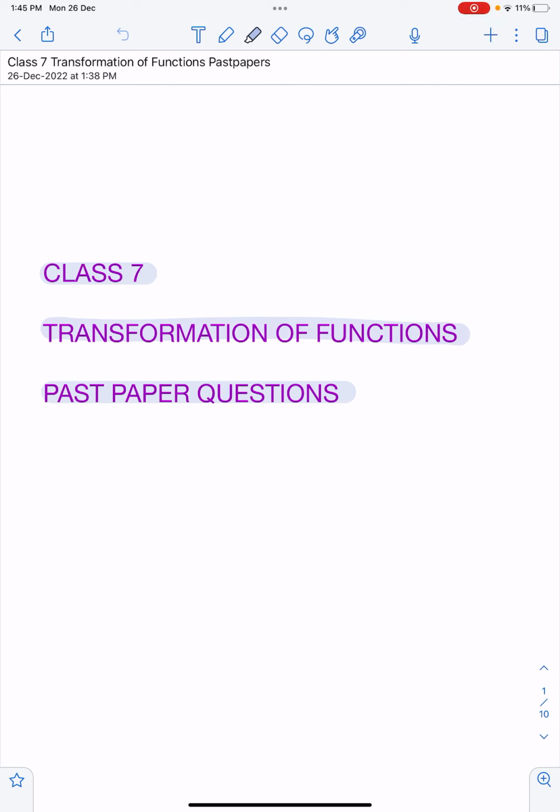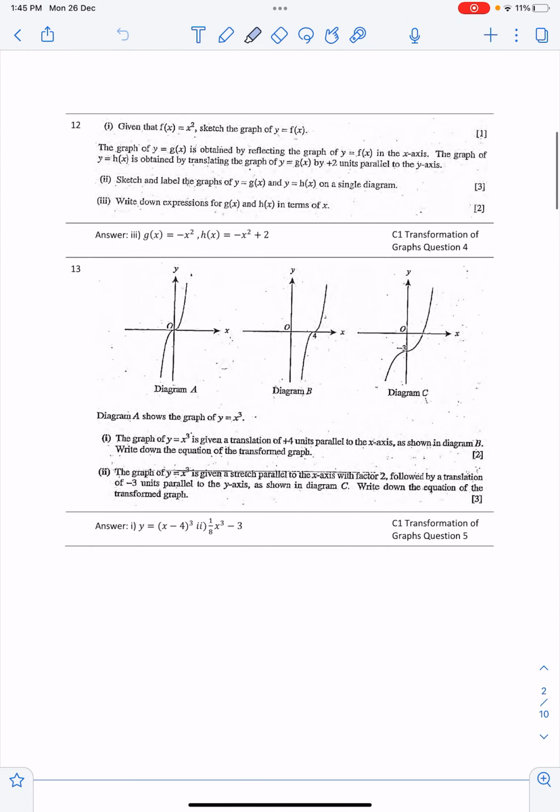Assalamu alaikum. This is the 7th class of transformation of functions, and today we will be continuing with the past paper questions which we are doing in class 6. Okay, starting with question number 12.